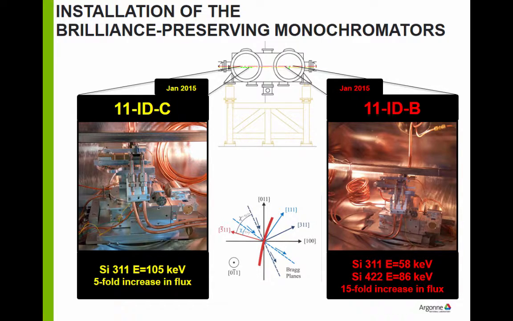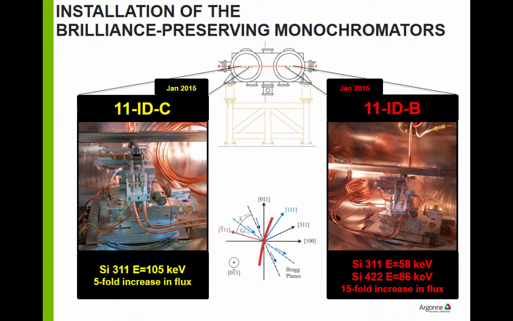In the meantime, we also decided to change the symmetrically cut silicon crystal for the C station to an asymmetrically cut, hoping we can get access to another reflection, the 111, which would give us a 60 keV energy in the C station with much, much higher flux. So we actually made some steps to make it happen.